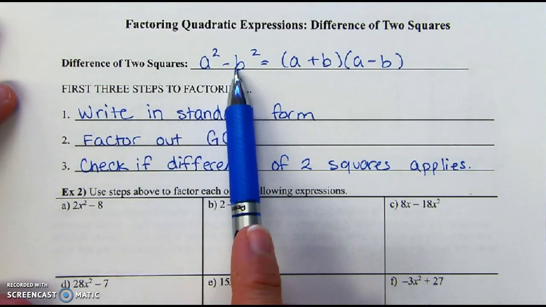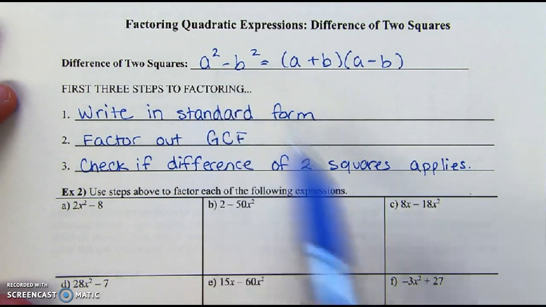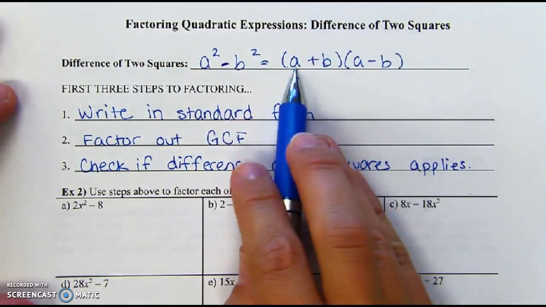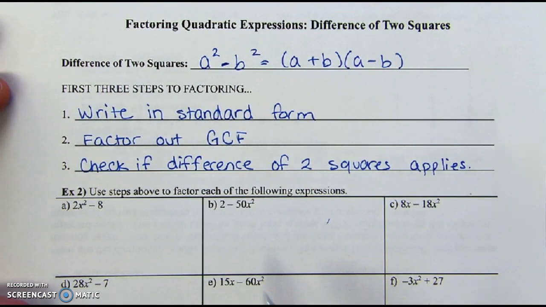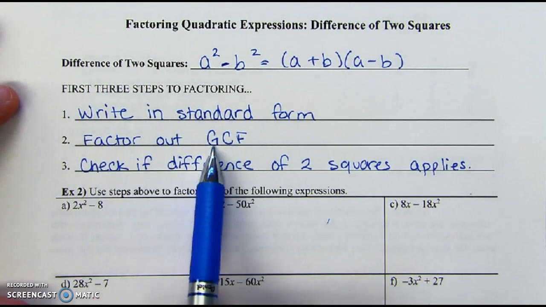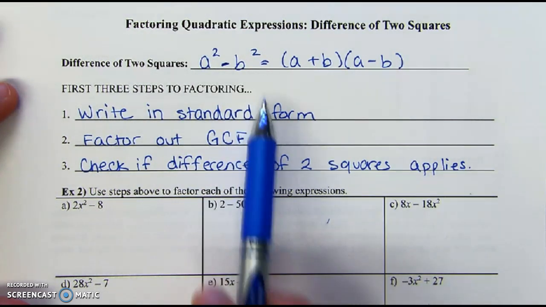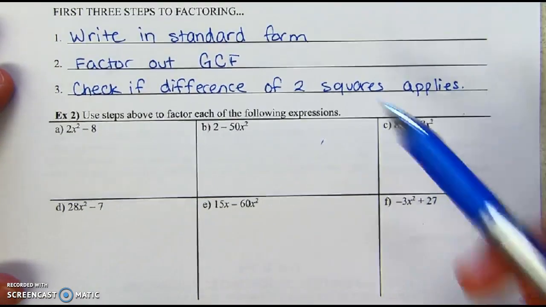Anytime you have two squares, perfect squares, with a minus sign in between, they factor to a plus b, a minus b. And so here are our first 3 steps to easy factoring. Write in standard form, take out the greatest common factor, and then see if it fits this pattern. So we're going to do some examples using these 3 steps.